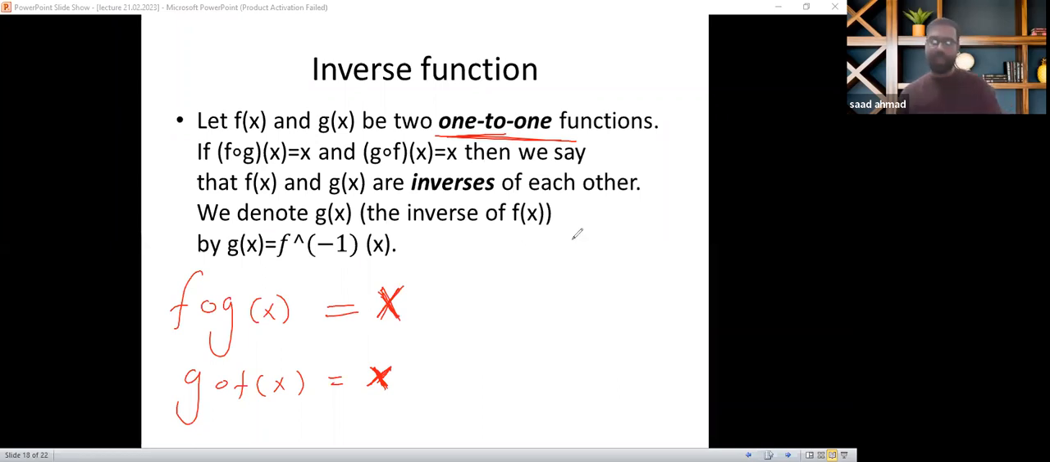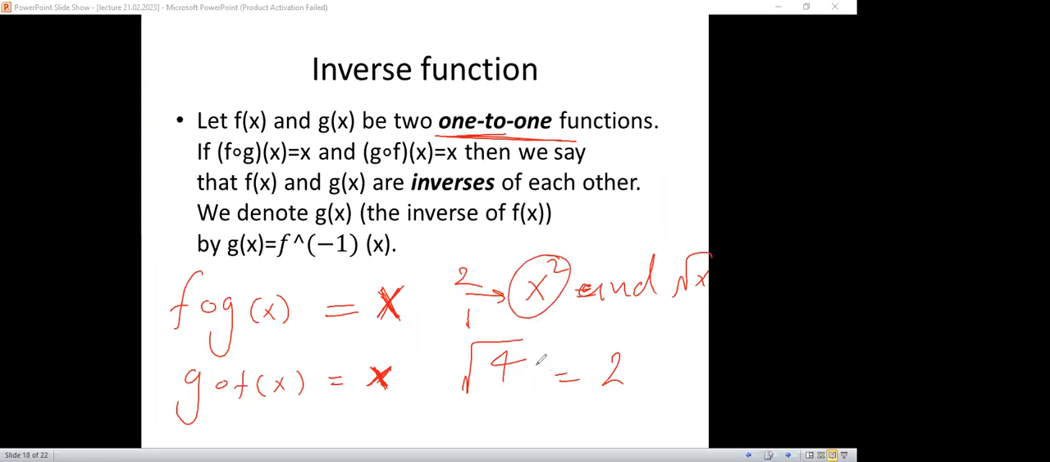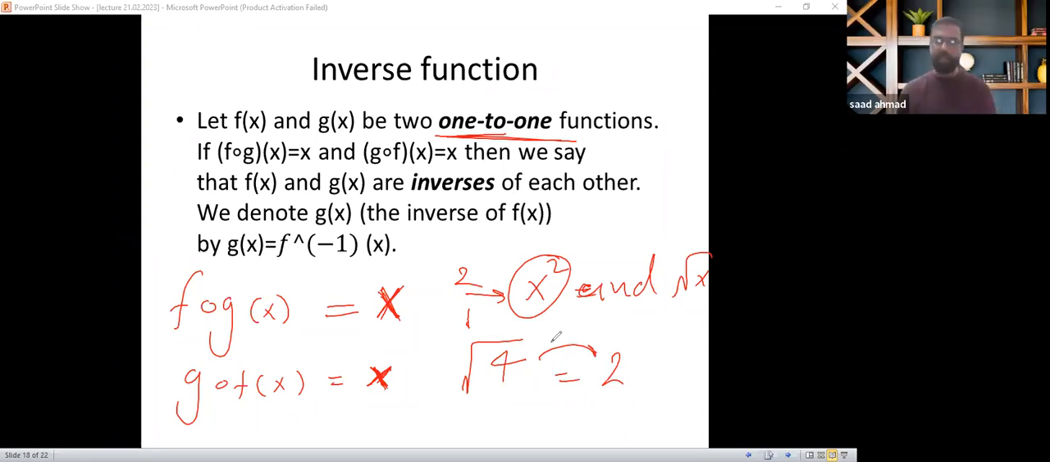Basically, the concept is, let's say x squared and square root of x are, for some values, inverse functions, all right? Whatever the x squared did, the square root of x undoes it. Let's say I put 2 into the x squared, I get the answer 4. Now if I do the square root of 4, I get back 2. So whatever the x squared did, you reversed it and put it back. So they are inverse functions. They cancel out the effect of each other.